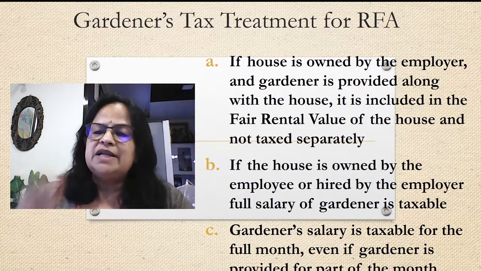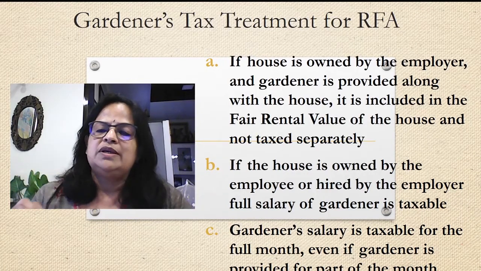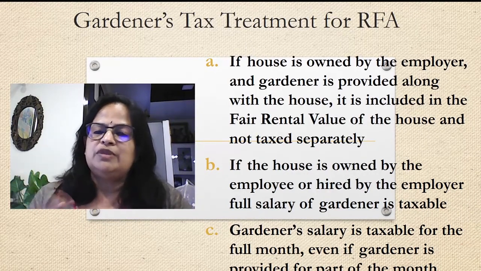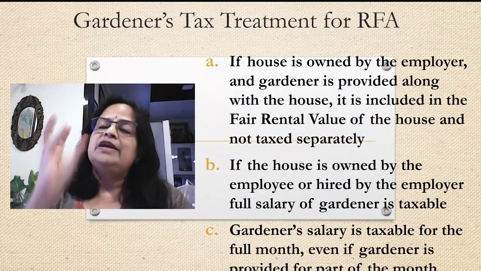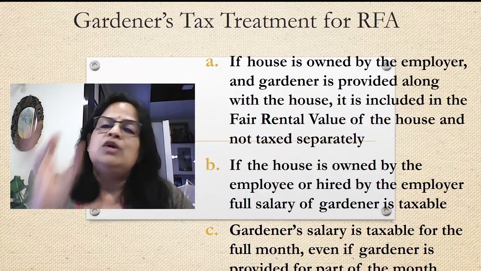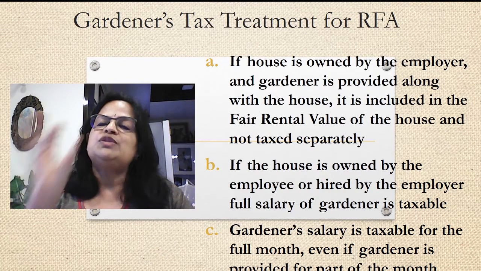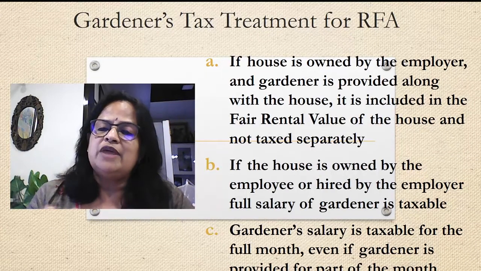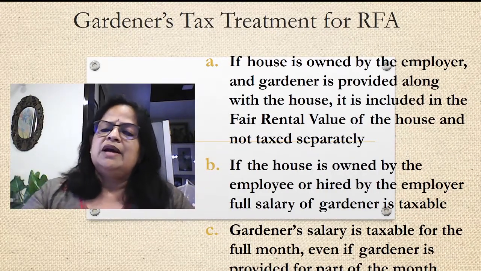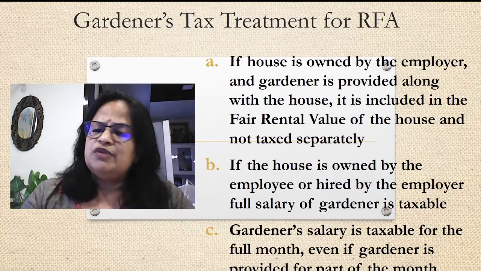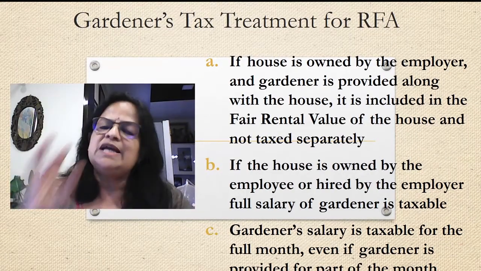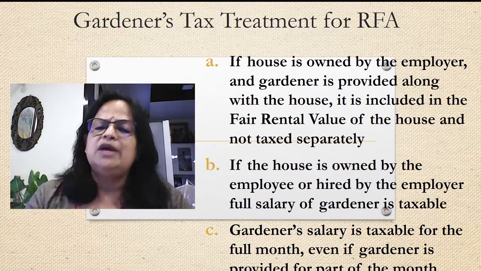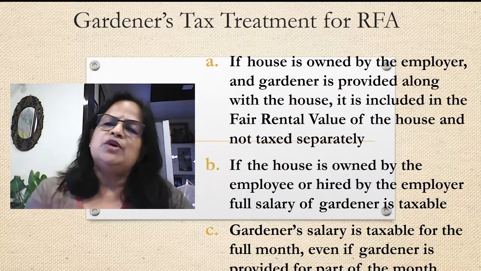Third point is, the gardener's salary is taxable for the full month, even if the gardener is provided for part of the month. See the difference? RFA, if it's not provided for 12 months, if he is getting RFA only for 4 months, we will include only 4 months as the value of RFA. Whereas in the case of the gardener, even if the gardener is provided only for 15 days, the full salary for that month will be included in the computation of the gardener's salary. So this is important for 2 marks. These 3 points you have to remember.